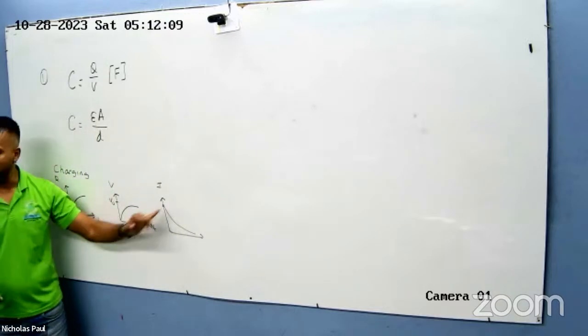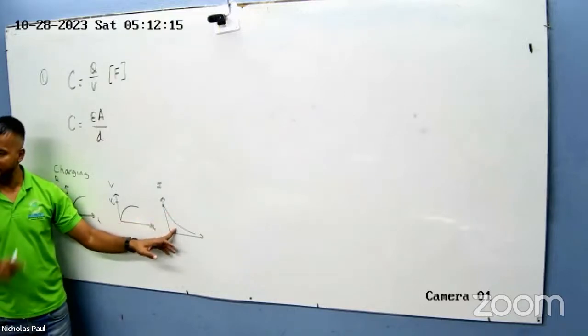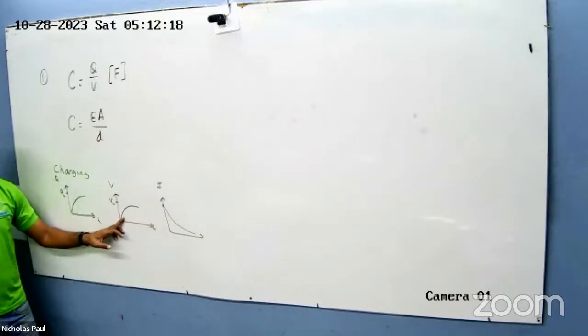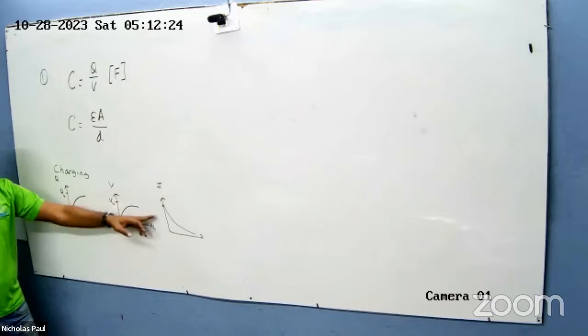Why does the current decrease? The current decreases in the circuit because a potential difference builds up across the capacitor. And when the battery and the capacitor have the same potential difference, no current will flow.